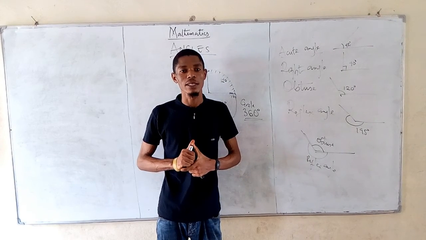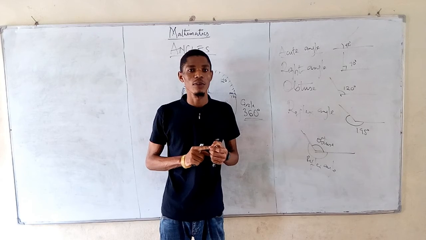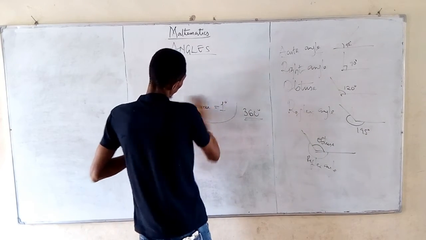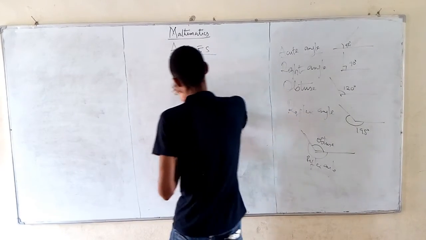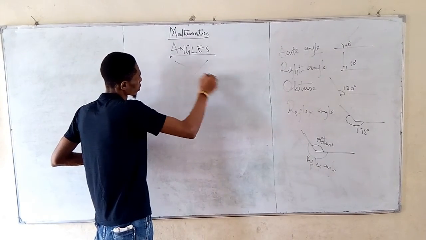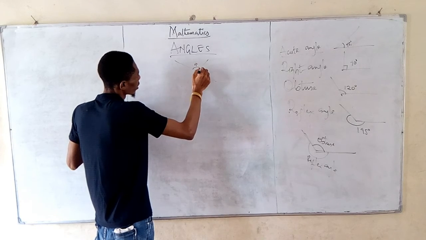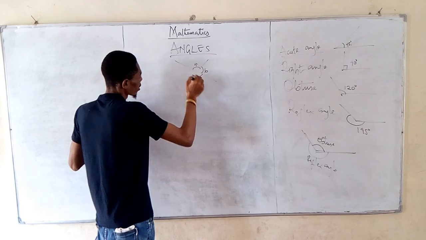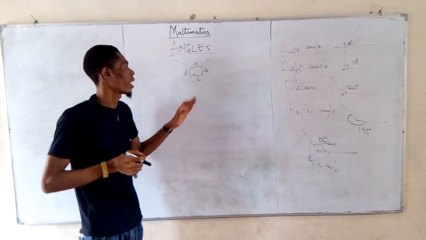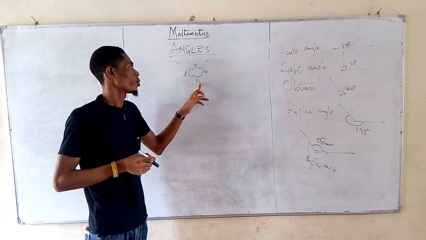Now, let's try and look at the properties of angles. Supposing I have two straight lines like this crossing each other. Here we have A. This place I have B. This place I have C. This place I have D. Now we're going to realize that this angle is the same as this angle, and this angle is the same as this angle.